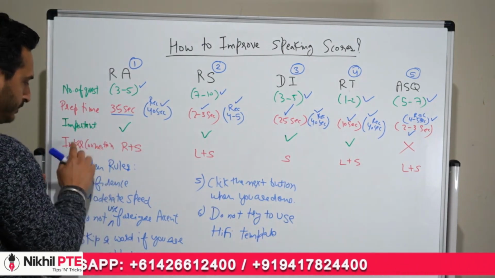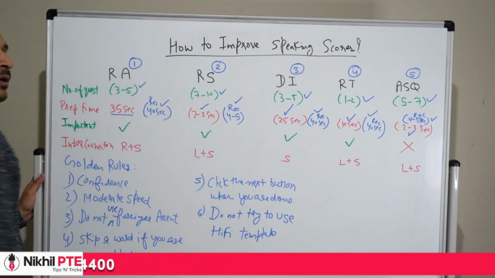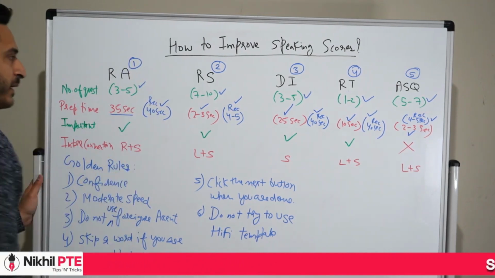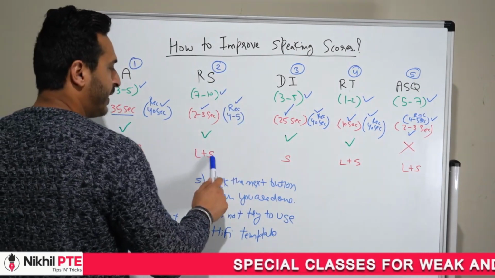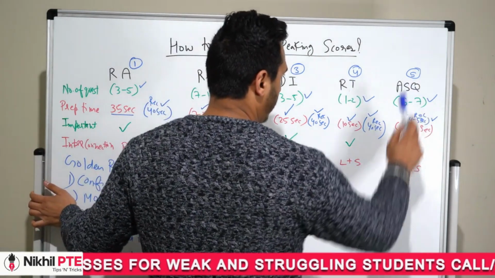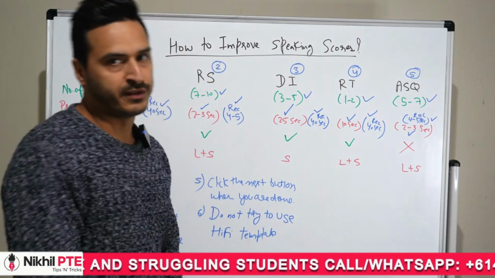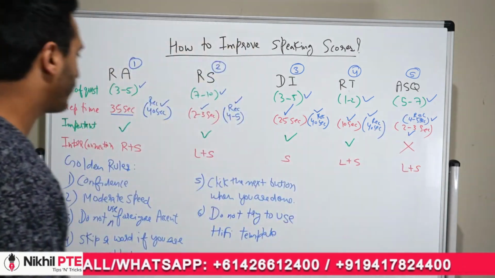Interconnection: read aloud contributes to reading and speaking scores. Repeat sentences contributes to listening and speaking, describe an image only speaking, read a lecture listening and speaking. Last but not the least, answer short question contributes to listening and speaking. As I told you, answer short question is not a really important section, so don't focus on it.